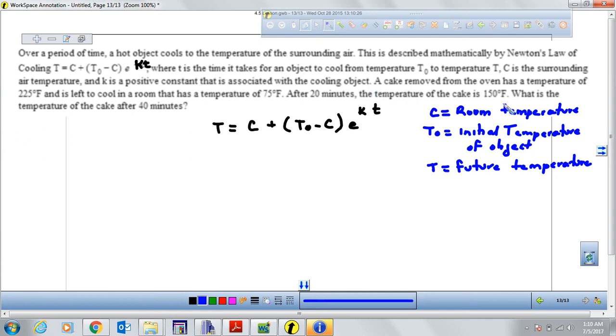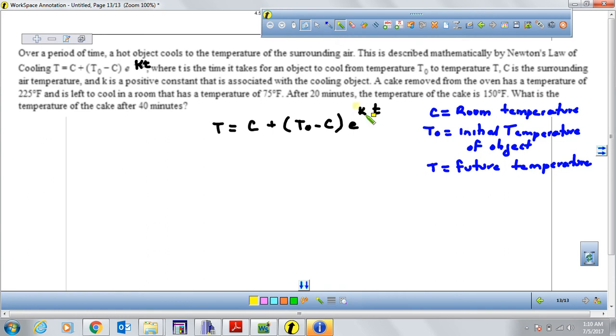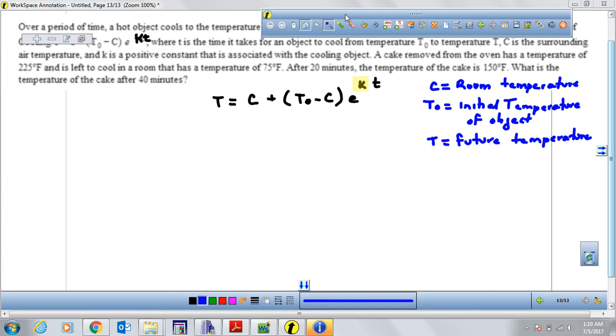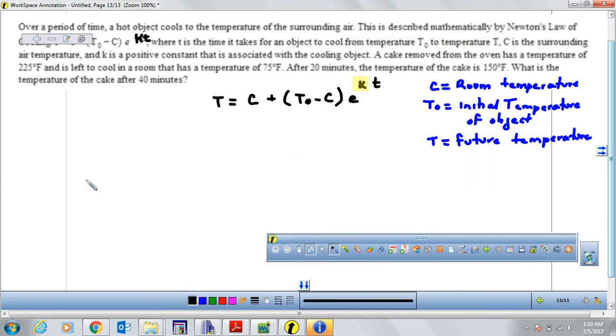So first of all, you see that on this problem, we don't know the rate again. If I want to know how long something is going to take to cool down, I need to know how fast it is cooling down with respect to time. So we're going to find that out first. We're going to find K. That should be the first thing if we're not given the rate.